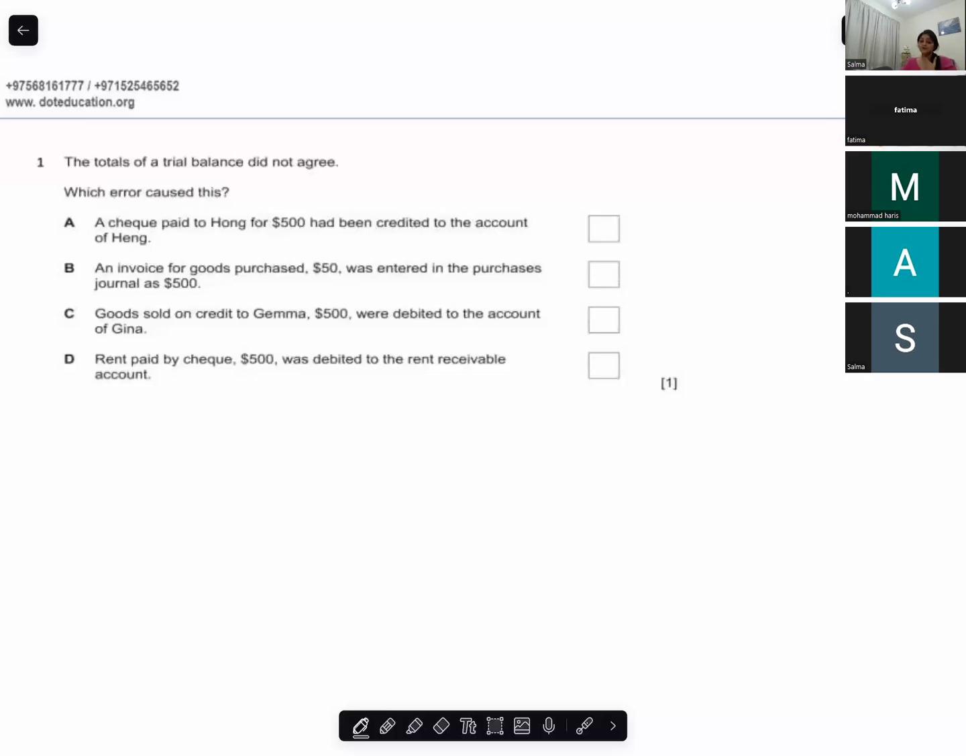We're doing the MCQ that is related to errors. Haris, now can you please start reading? The totals of trial balance did not agree. Which error caused this? So we have a check: a trial balance is there and the debit total is not equal to the credit total.